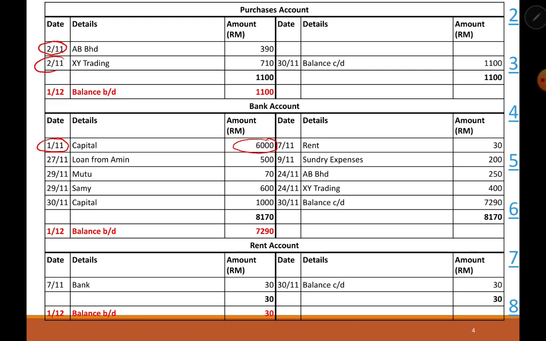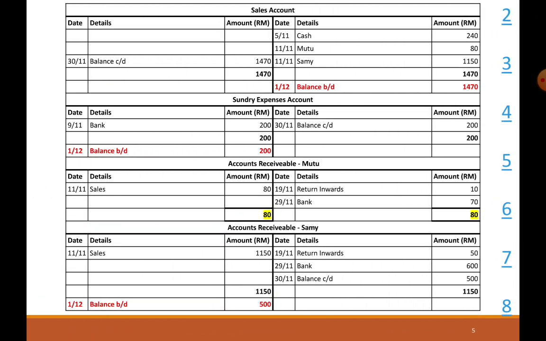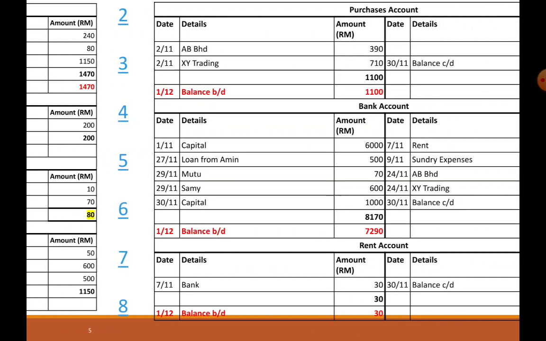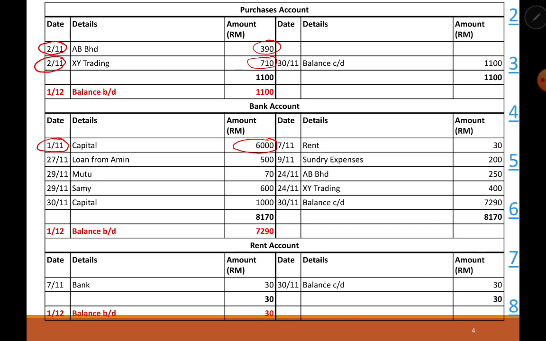On 2nd November, there are two transactions. Debit purchases 390 for AB Berhad and 710 for XY Trading. Then we will credit AB Berhad and XY Trading. Okay, so account payable, AB Berhad, purchases, and then XY Trading. This one is AB Berhad, this one is XY Trading, 2nd of November, 710 ringgit. Debit purchases, credit account payable. Okay.